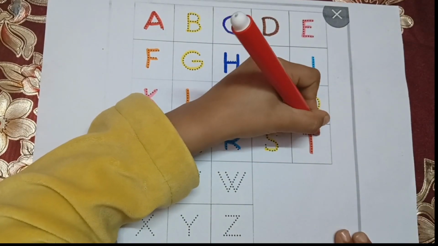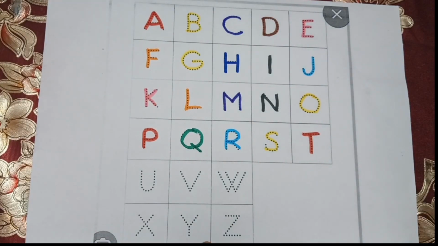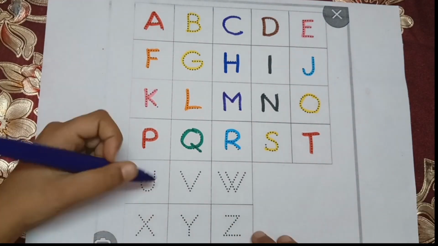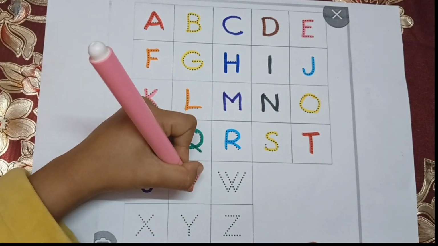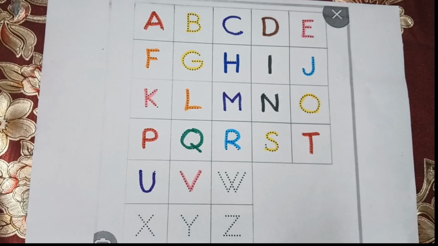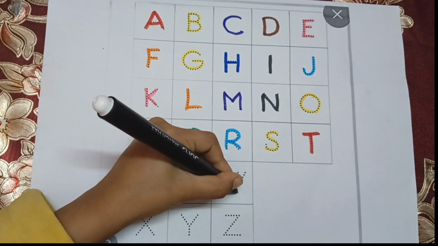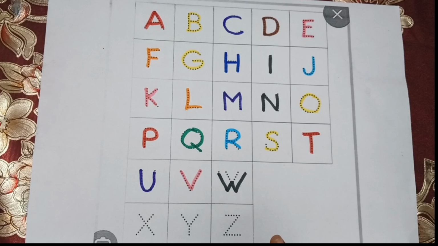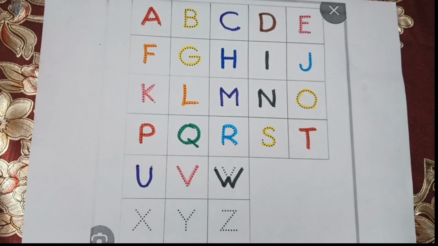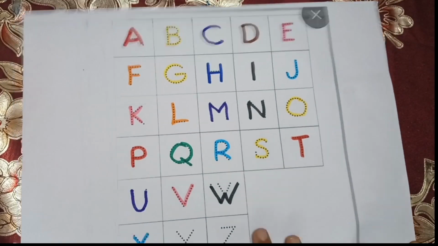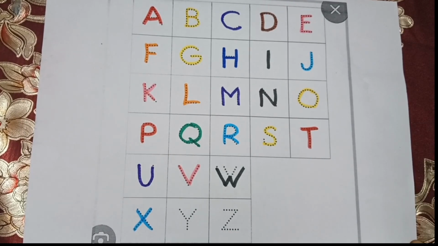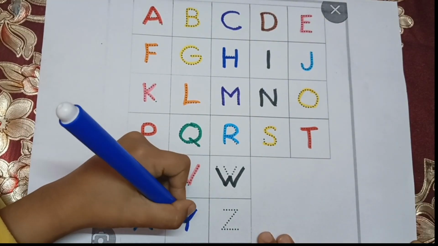T for tiger. U for umbrella. V for van. W for watch. X for xylophone. Y for yacht.